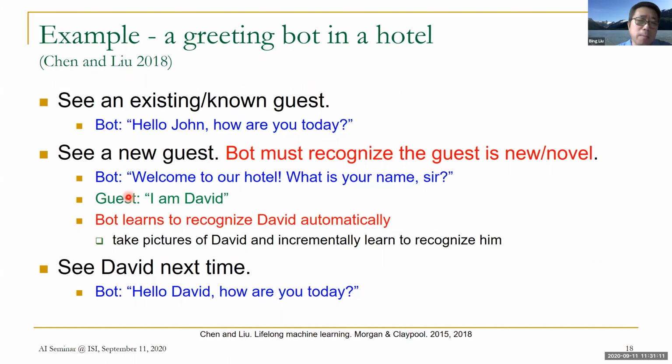The guest may say, I'm David, and the bot can take some pictures and learn to recognize David automatically and incrementally. So when David shows up next time, the bot could say, hello, David, how are you today? It becomes able to recognize the guest or friends. So you can see this is essentially a closed loop, and you don't need any human intervention. You can learn in this process without any issue. I think this is doable even now.